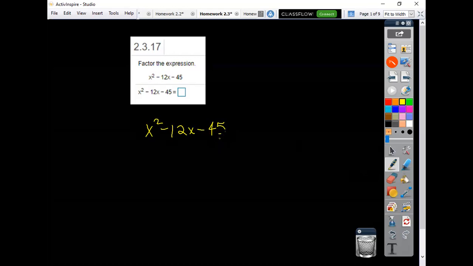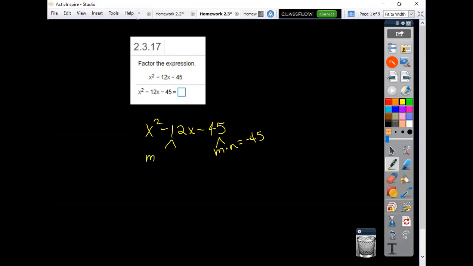Remember, you're supposed to get two numbers here that multiply to this, like m times n is equal to this negative 45. But then in here, you want them to add up to equal this negative 12. So two numbers for 45. Sometimes I'm a visual learner. I like to just write them out.